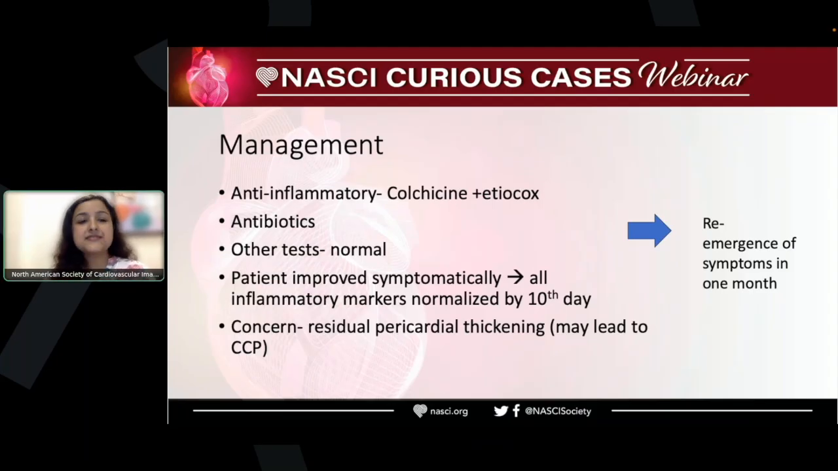The patient was started on anti-inflammatory therapy as well, like colchicine, etoricoxib, etc., and antibiotics. The patient improved symptomatically, dramatically actually. On the 10th day, he was absolutely fine on the treatment, but there was a concern of residual pericardial thickening. So the patient was discharged from the hospital, but within 1 month, the symptoms reappeared.